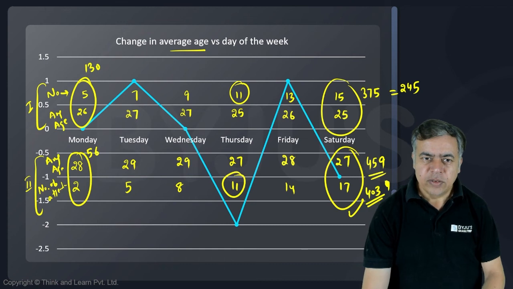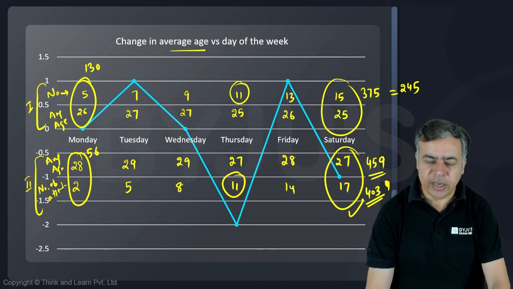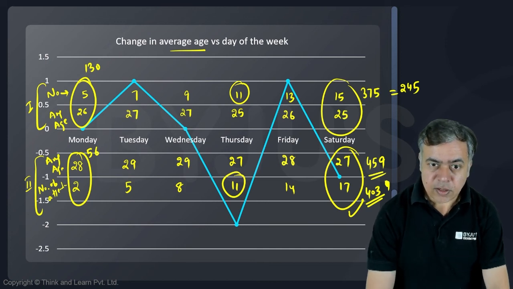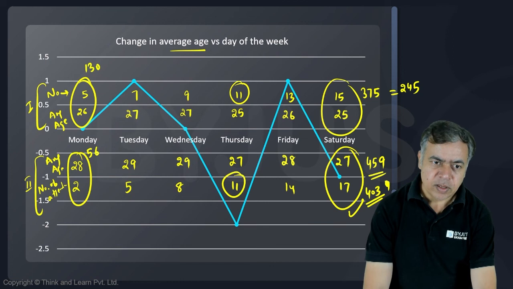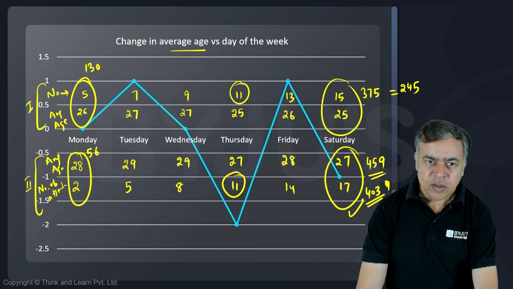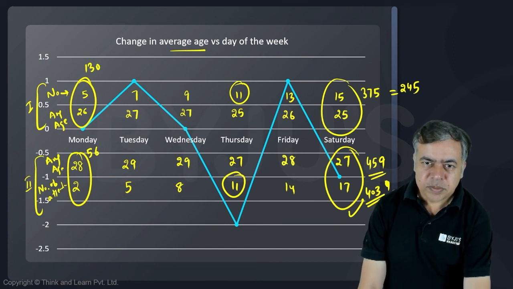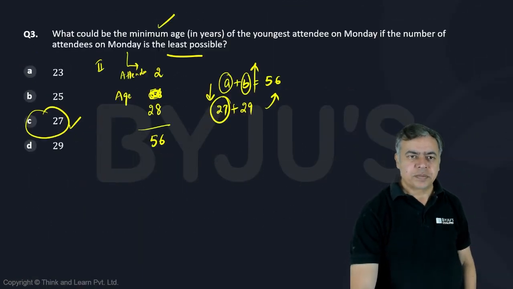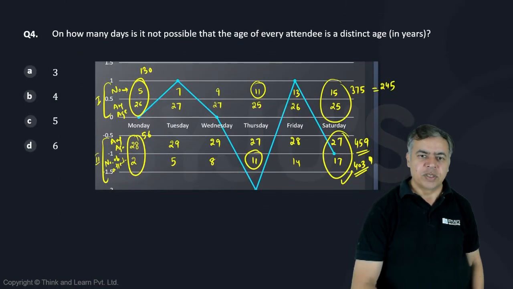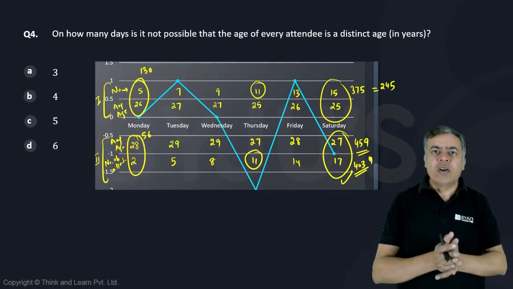So here we have, the question is, what could be the minimum? No, sorry, on how many days is it possible? Okay, so I'm bringing whatever we have already solved on that screen. So let's see the question again. So this is the question. I've brought the data that we have already solved on the screen.